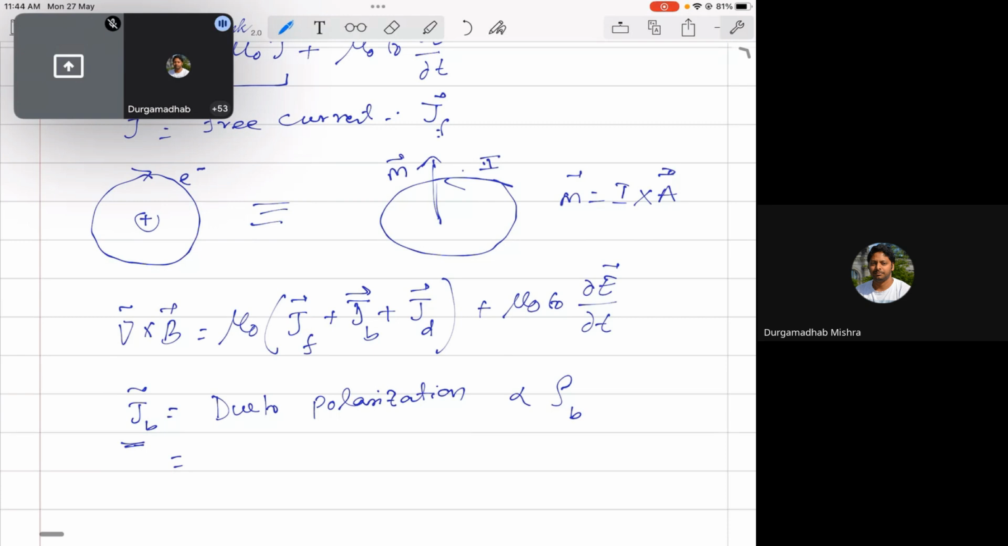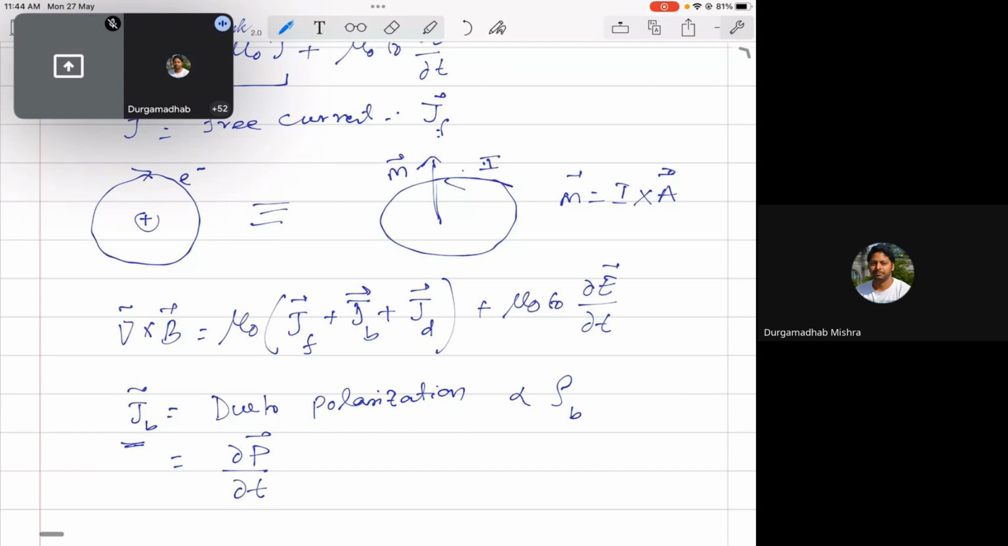Okay, so this is the current density that is due to this polarization. Since the current density is always proportional to the charge density, we can write it as the rate of change of charge density as a function of time. So this bound current density due to polarization will be just del P by del T.